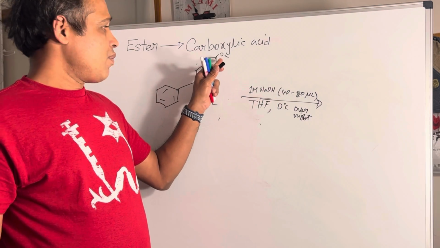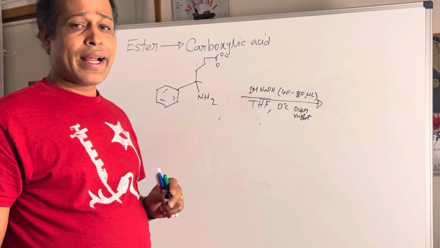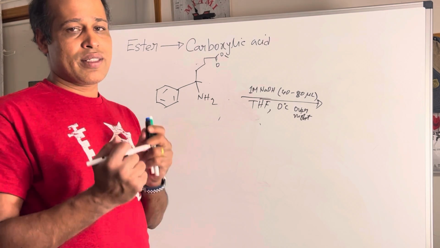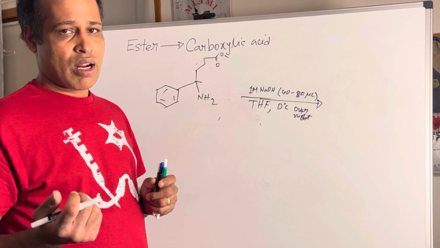When you have the carboxylic acid and also an amine group, it will act like an amino acid, so you have to adjust the pH to get your product with extraction.